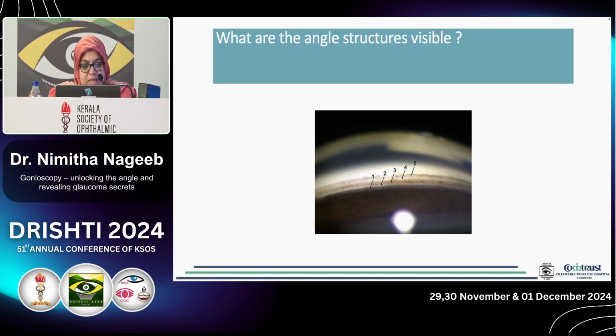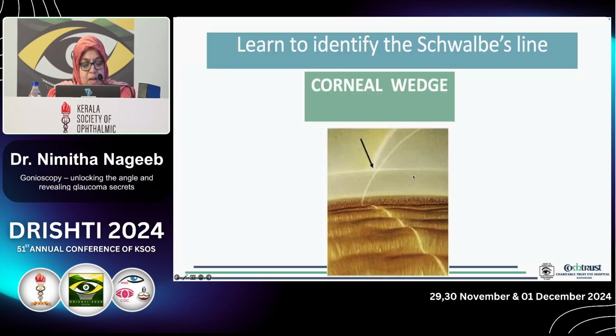The structures visible through the gonio lens: this darkish band which is visible is the ciliary body band. Then there is the scleral spur. Then there is the trabecular meshwork, that is the posterior trabecular meshwork, and then the anterior trabecular meshwork, and then there is the Schwalbe's line. So it is important to make a corneal wedge.